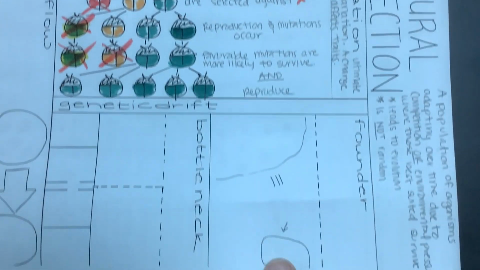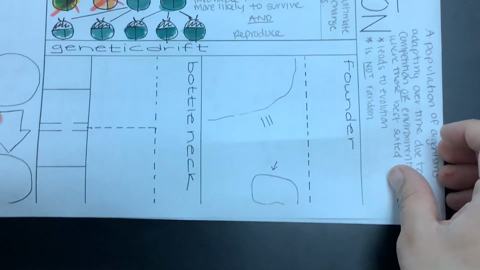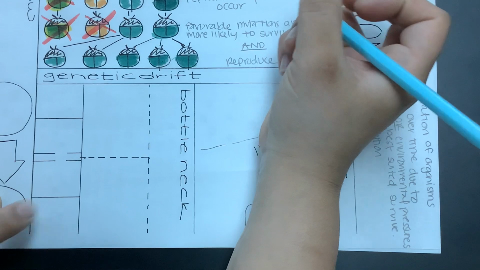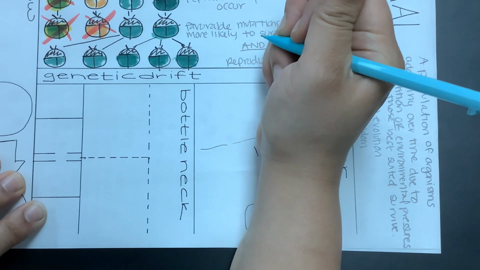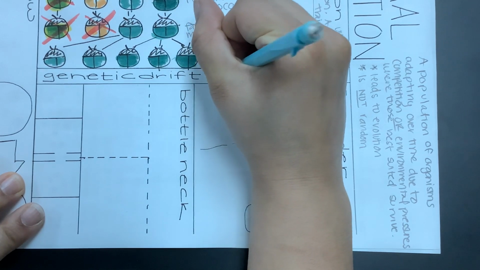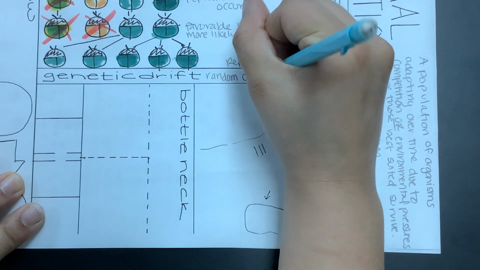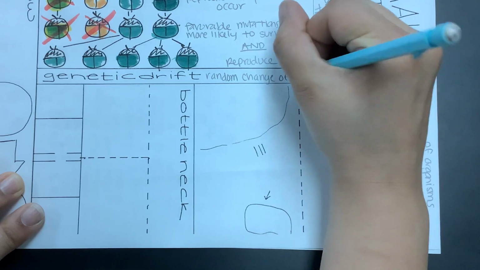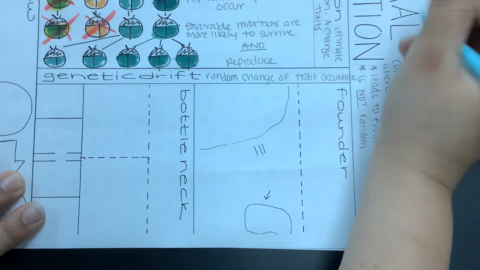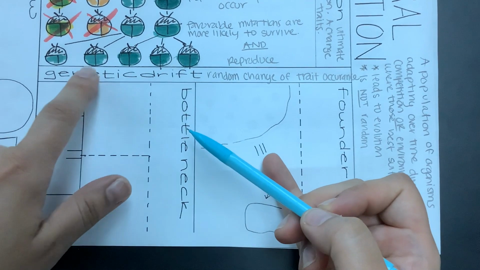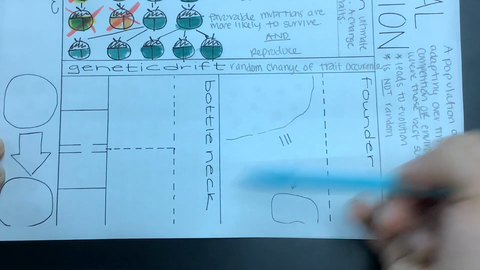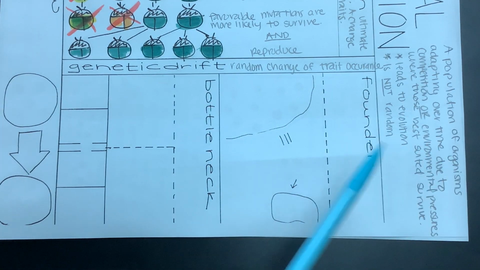So let's also talk about this other very commonly known way, which is called genetic drift. Genetic drift is a random change of trait occurrence. Okay, and again, there are two examples of genetic drift. One of them being bottleneck and the other one being the founder effect.